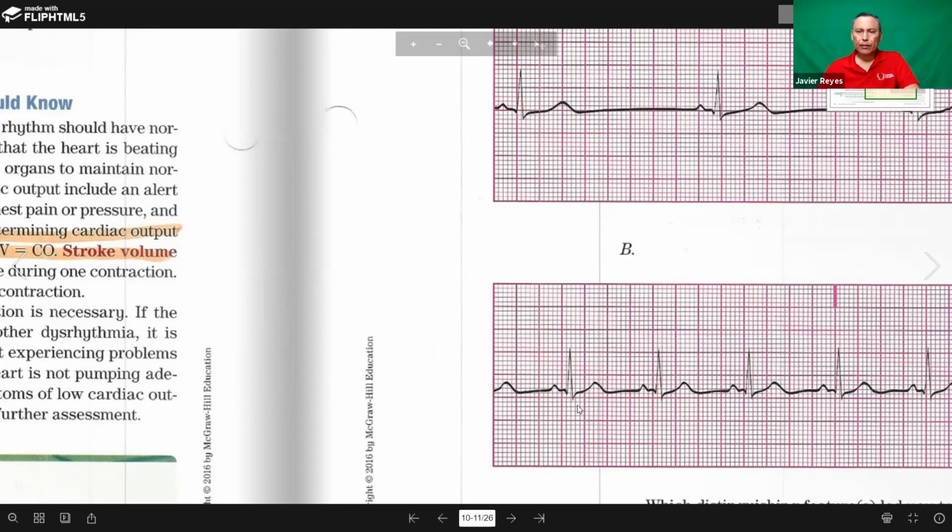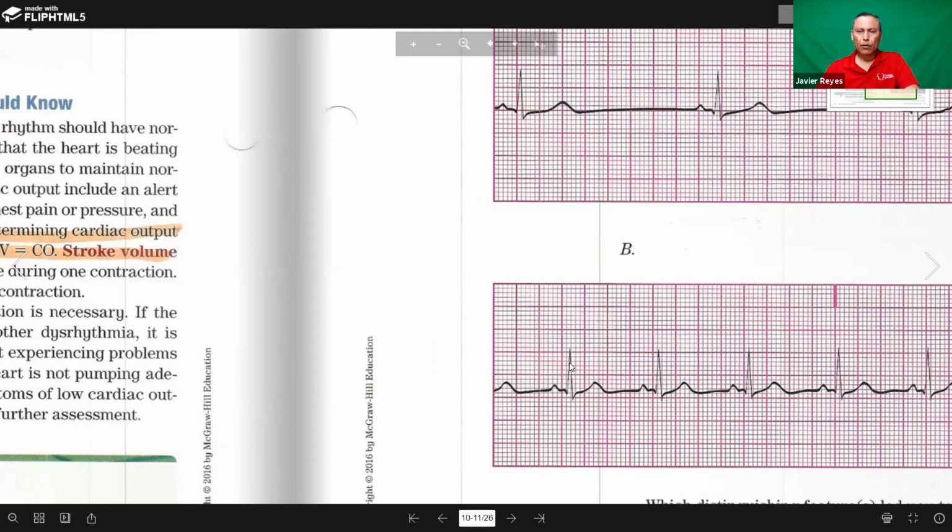So this QRS happens very quickly. What does the QRS represent? It represents your left and right ventricles contracting at the same time. They contract really fast, right? So here we see the left and the right ventricle contracting.